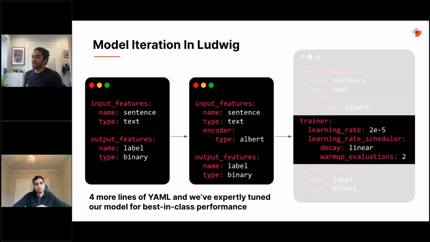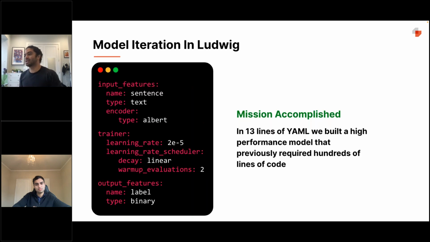And then after we've trained that first model and realized that maybe our learning rate was set too high, and that we weren't getting that convergence that we needed, we can add 4 more lines of code. And now we are expertly tuning our model for best-in-class performance. So in these 13 lines of YAML, we are able to build out that high-performance model that we saw on the previous slide required hundreds of lines of code.